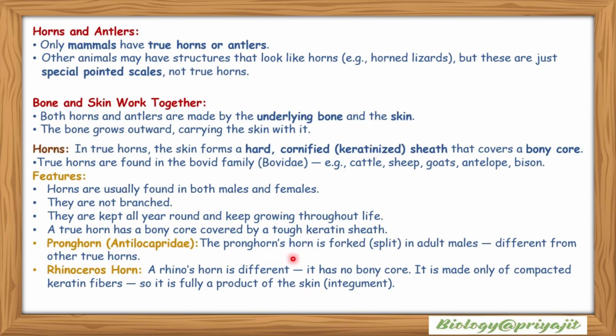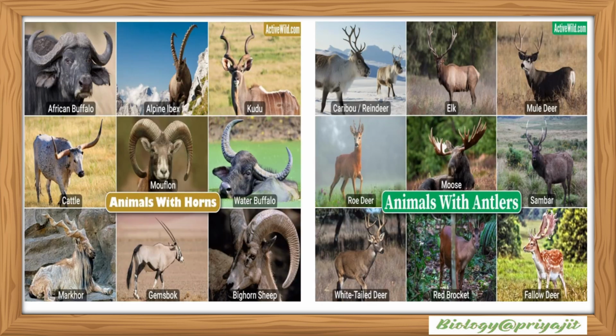Pronghorn, or Antilocapridae. The pronghorn's horn is forked or split in adult males, different from other true horns. Rhinoceros horn. A rhinoceros horn is different. It has no bony core. It is made up of only compacted keratin fibers, so it's fully a product of the skin, or integument. Each animal's horns vary in size, shape, and curvature, illustrating the diversity of horn structures among mammals.